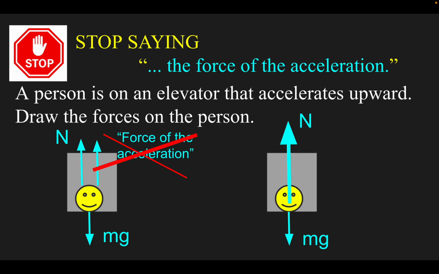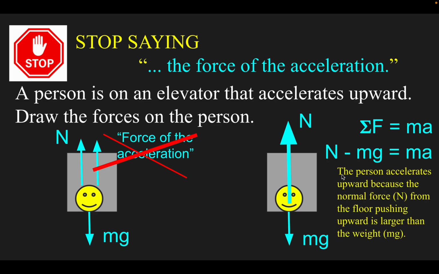So there's no need to invoke this magic force of the acceleration. You just have these two forces, normal force and mg. That way, when you go to use F equals ma, you can see more of the cause-effect relationship. The forces are N up and mg down, and the fact that N is bigger than mg causes the upward acceleration. You don't add on the left side some magic force of the acceleration. All right, so the punchline here is, the person accelerates upward because the normal force from the floor pushing upward is just larger than the weight mg.